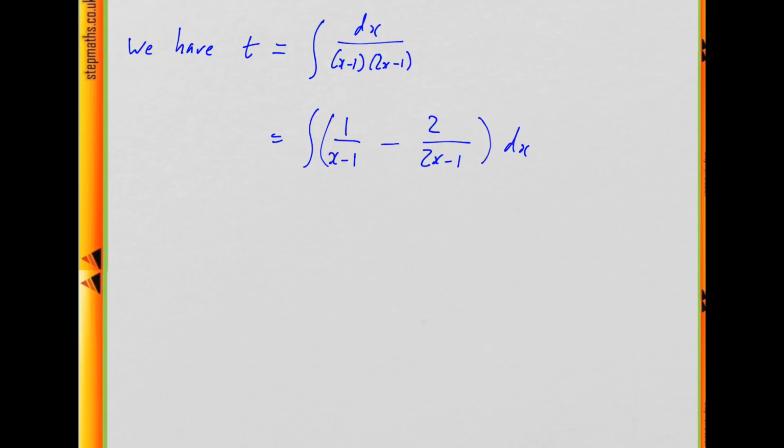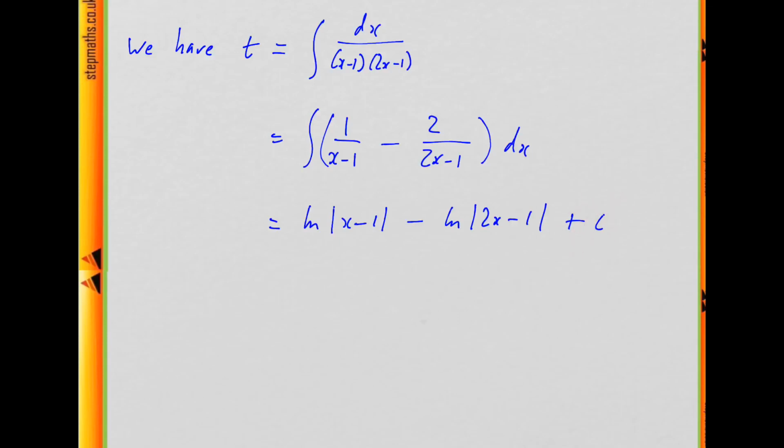And now this is easy to integrate. This goes to log of x minus 1. This goes to, well, it looks like log of 2x minus 1, and that actually works because we've got this 2 on the top, which undoes the chain rule for us. I've put the mod signs in because we don't know what x is, so x minus 1 could be negative. So we want log of mod (x minus 1) minus log of mod (2x minus 1) plus a constant of integration. Bear in mind we've been given a boundary condition, when t equals 0, x equals 0, so we definitely want to include this constant.